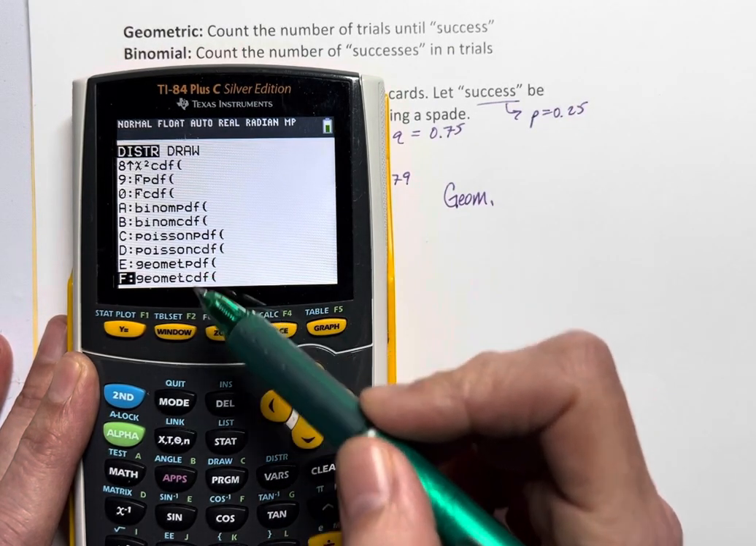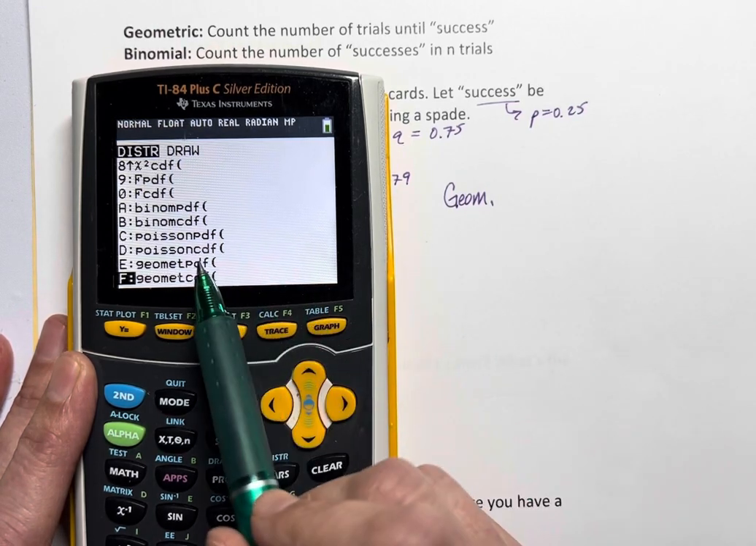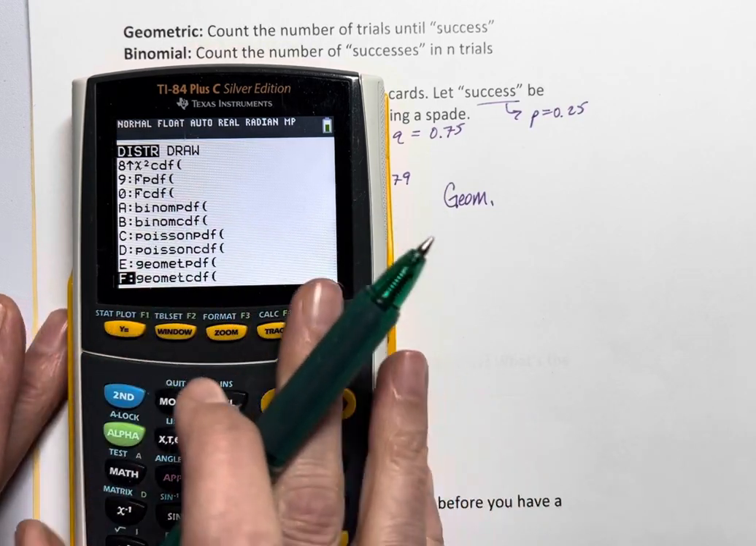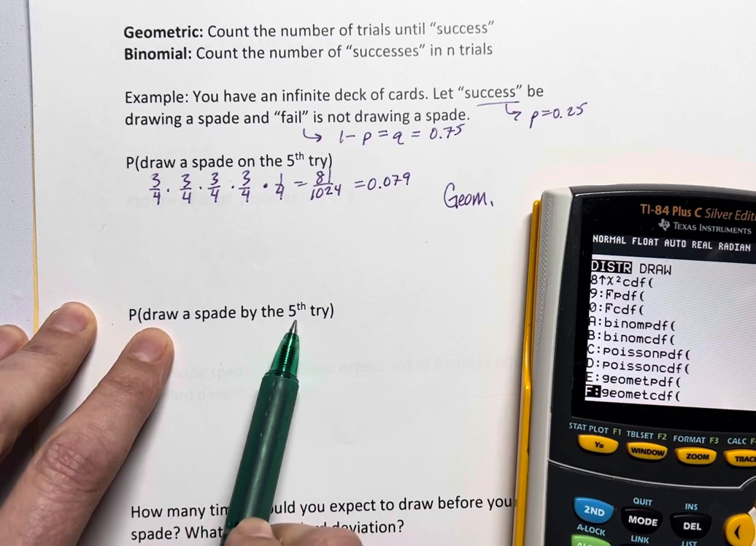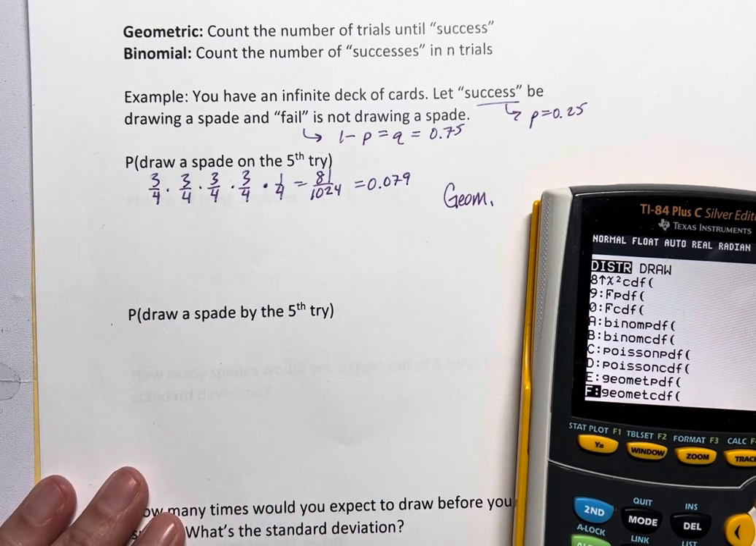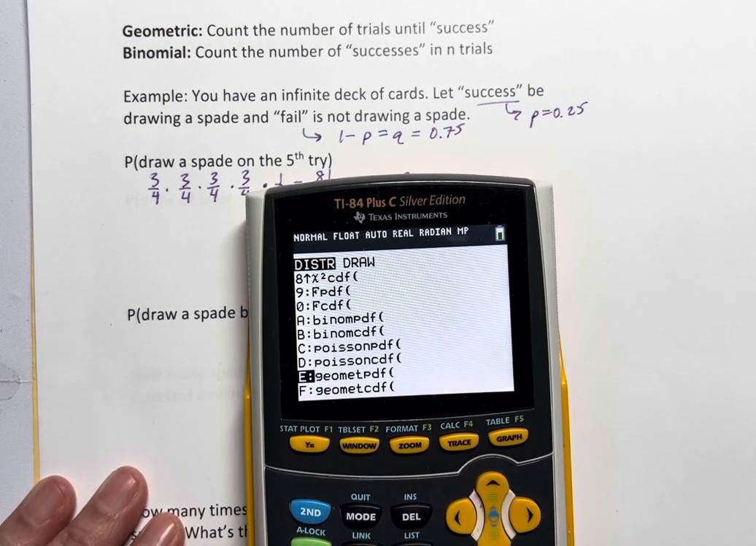So the PDF probably stands for something official, but I think of it as perfectly the number you want versus count your way up to the one you want. So like here, draw a spade by the 5th try, so you could get your spade 1st, 2nd, 3rd, or 4th, 5th try kind of thing. So we want this Geomet PDF.